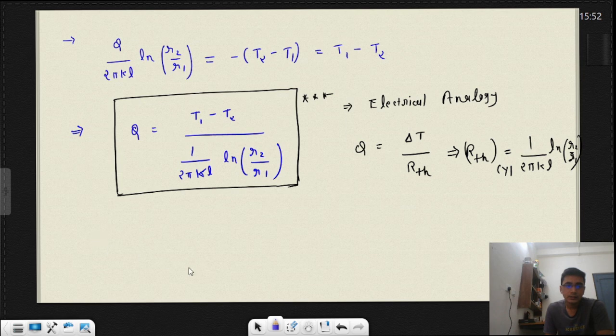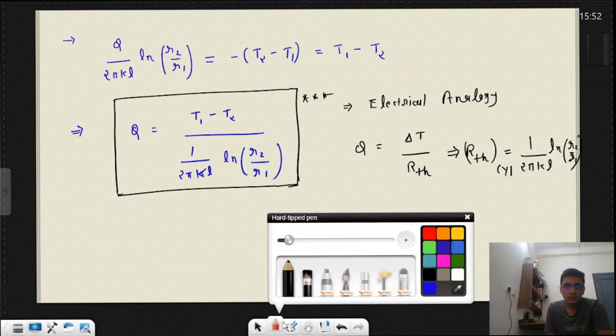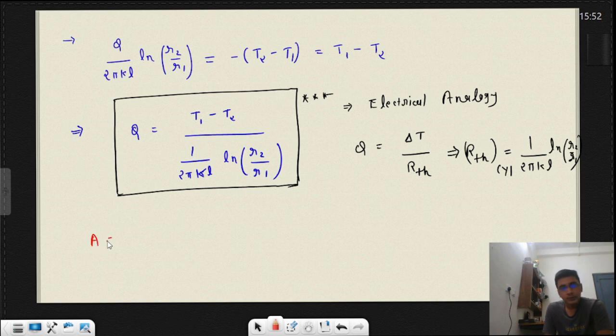Earlier I discussed one point, that the area of heat conduction is 2 pi r L. As the radius increases, area increases, correct? So this is a linear relation. From here we can see that for a constant value of heat conducted, the temperature profile will be logarithmic.